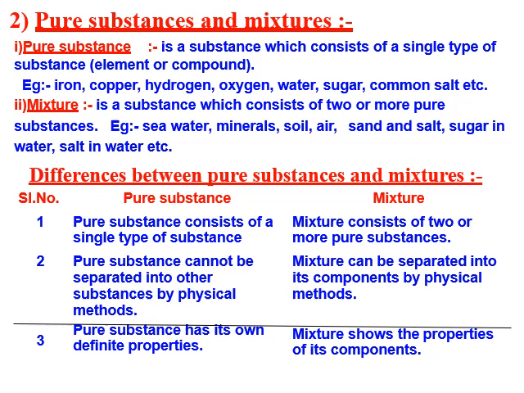Now coming to the difference between pure substances and mixtures. Pure substances consist of a single type of substance. Mixtures consist of two or more types of pure substances. Second difference, a pure substance cannot be separated by any physical method, but a mixture can be separated into its components by physical methods. Third difference, a pure substance has its own definite properties, but a mixture shows the properties of its components.